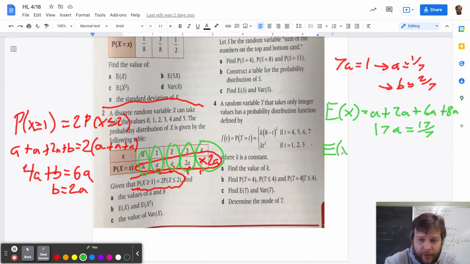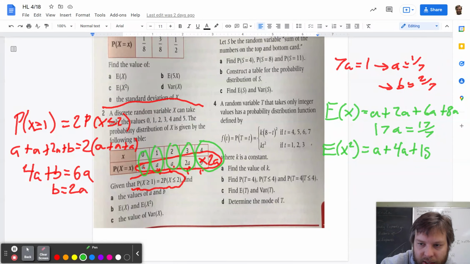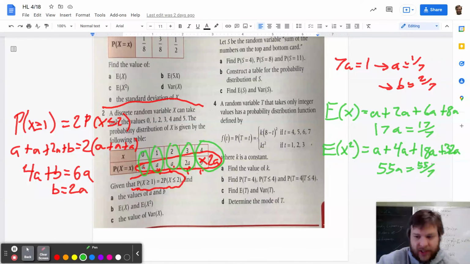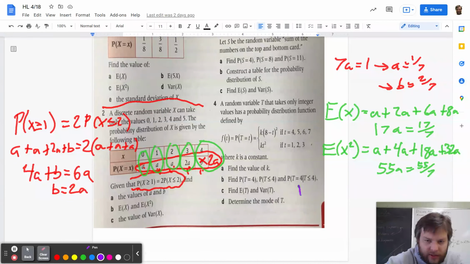Same sort of idea when you're doing the expected value of x squared. You just square the x value and then multiply it by the probability. So it's still just 1a, but now 2 squared is 4a, 3 squared is 9, times 2a is 18a, 4 squared is 16, times 2a is 32a. So what does that make? 55a. So 55 sevenths.